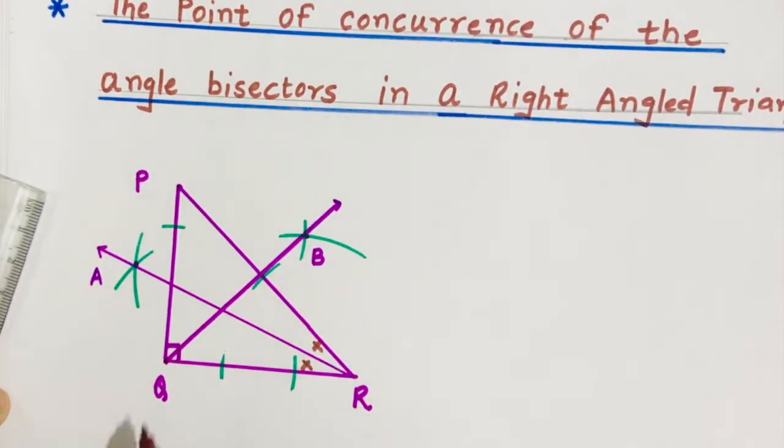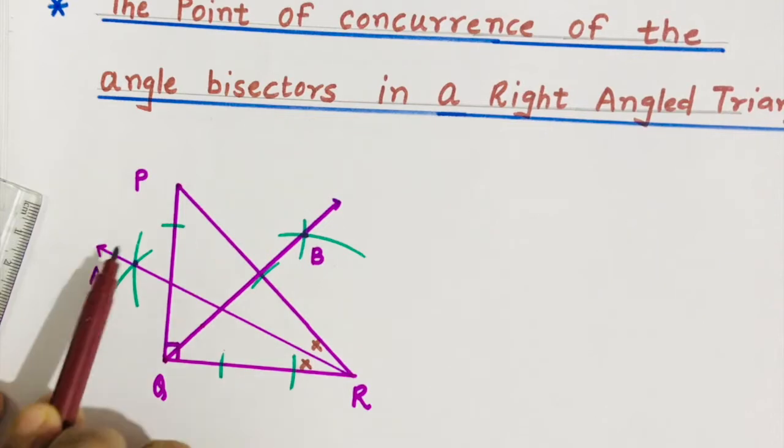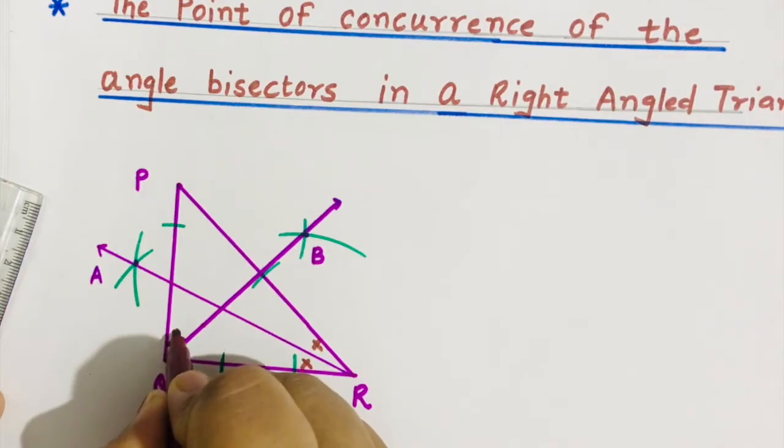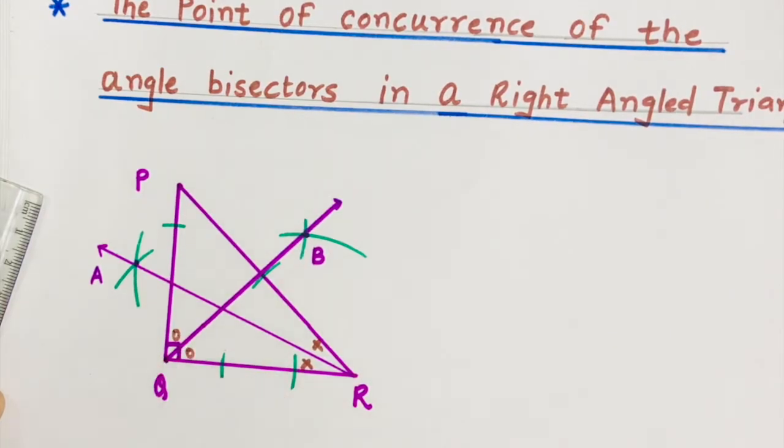Ray QB divides the angle PQR into two equal halves. These marks are identical marks, which denote that the angles are equal. Both the angles are equal.